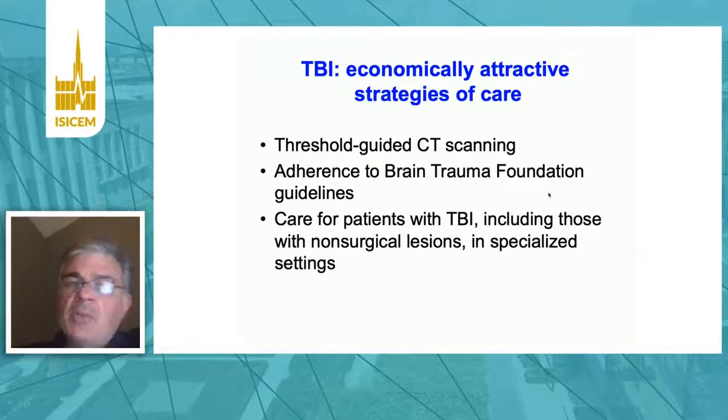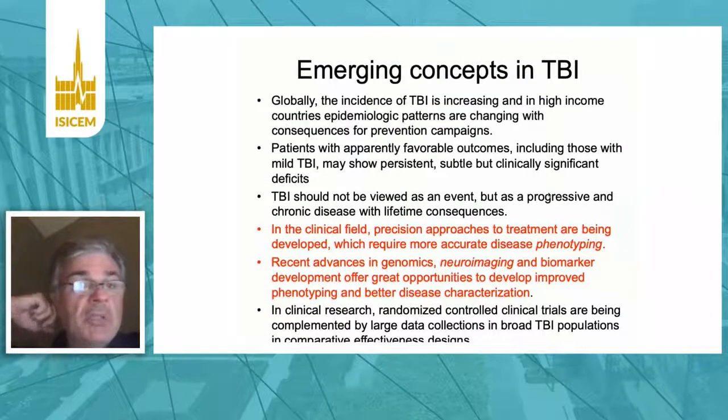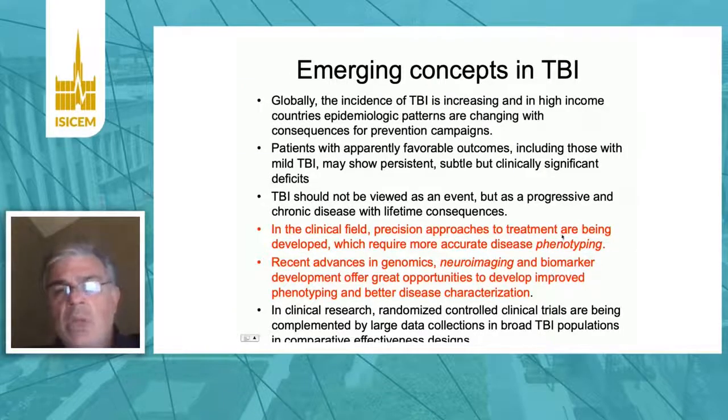So in traumatic brain injury, there are a lot of strategies of care that have been used, and the three that are most economically attractive include threshold-guided CT scanning, adherence to clinical guidelines, and care of patients in specialized settings. There are several emerging concepts in traumatic brain injury management. When it comes to imaging, perhaps the most important, as you can see here highlighted in red, is disease phenotyping.